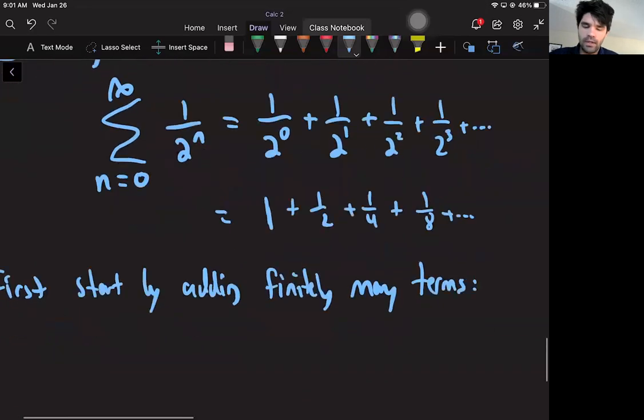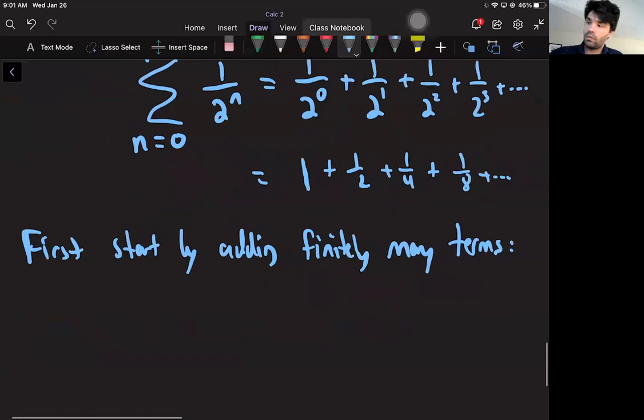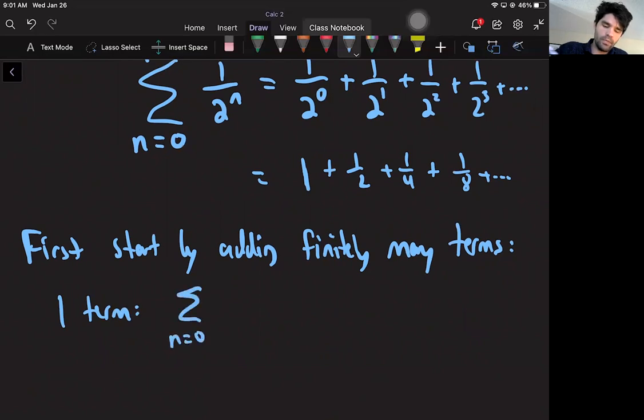So don't worry about big, scary infinity yet. Let's just think about keeping it simple. So we're going to do one term. So one term is kind of weird. That would just mean n equals 0 to 0 because you don't add any extra terms. So that would just be 1 over 2 to the 0 without anything else added, and that would just be 1.